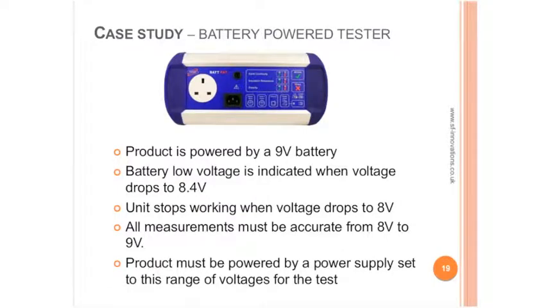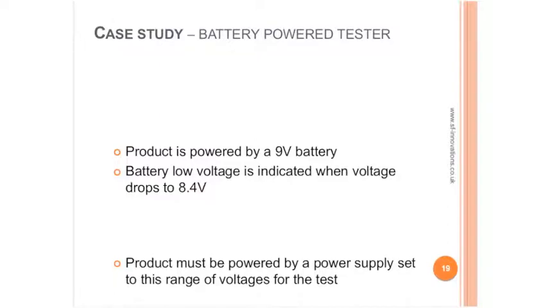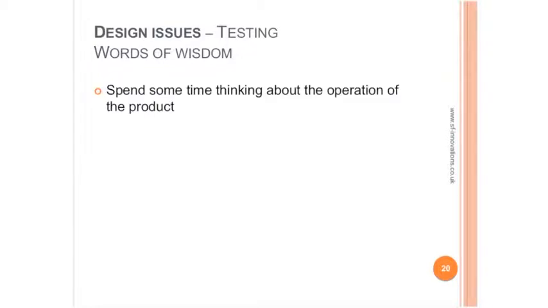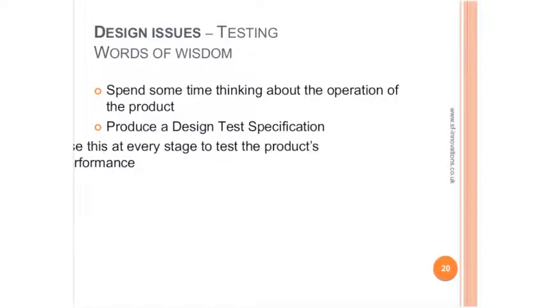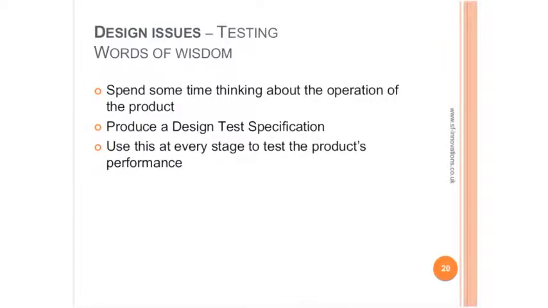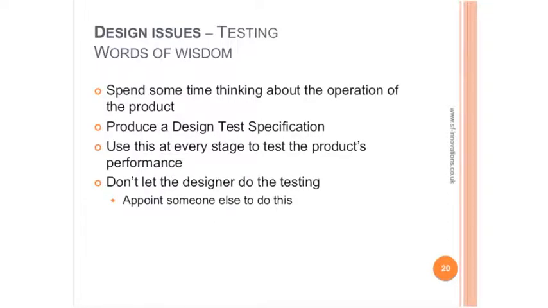So just some brief words of wisdom on the design testing side. Just spend a bit of time thinking about the operation of your product, where it's going to work, what sort of environment, what sort of temperature variation. Produce a design test specification, and use this at every stage of the product, and we'll cover that in a few minutes. And really the key point here is don't let the designer do the testing. Appoint somebody else to do this.